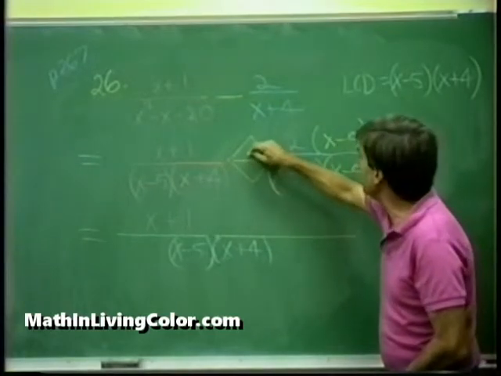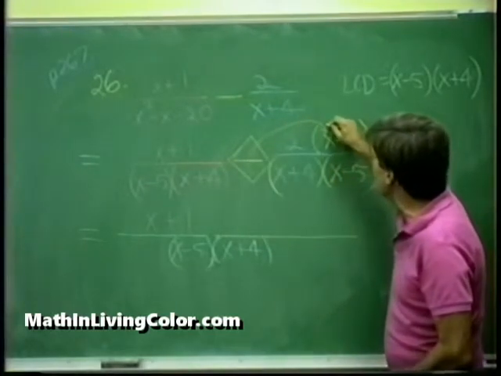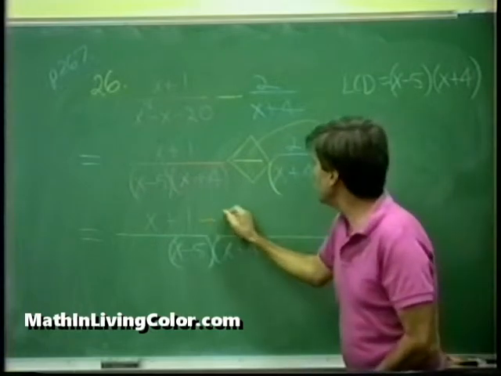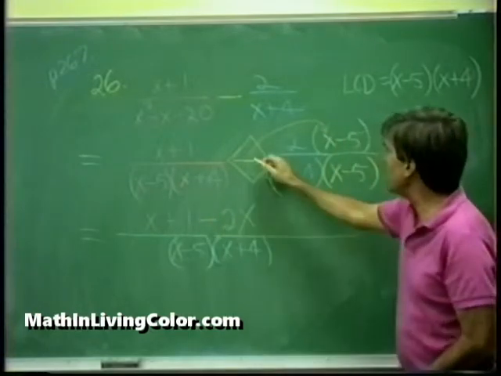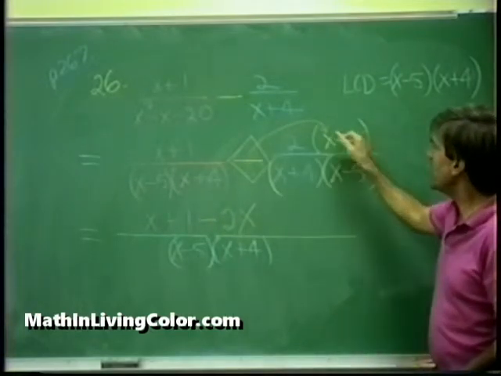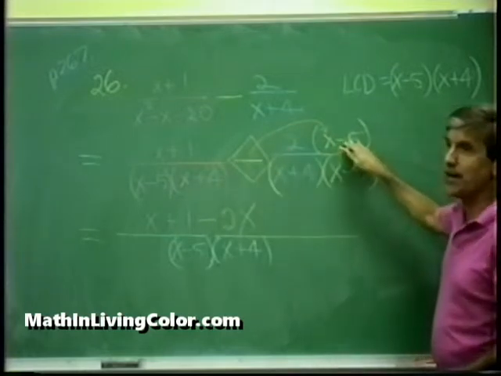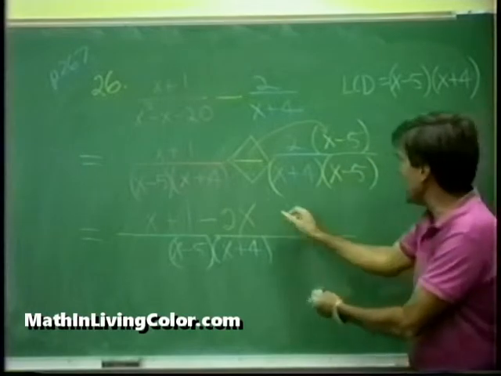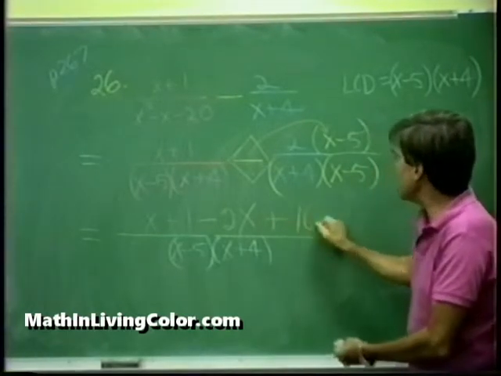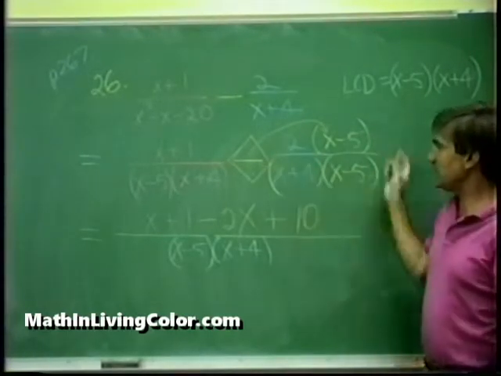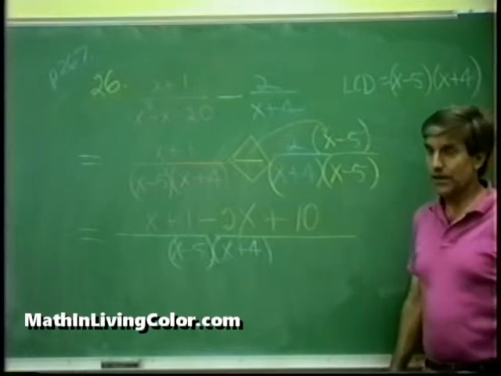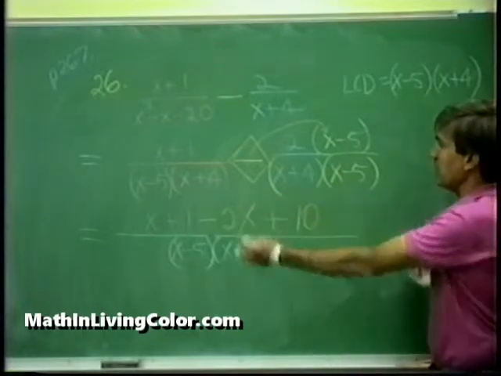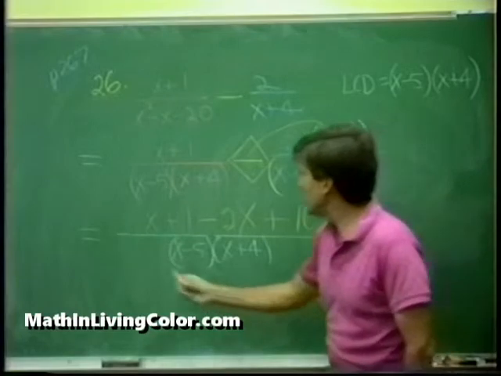Negative what? Negative 2x would be what? Negative 2x. And then what? Negative 2 times a negative 5. Negative 2 times a negative 5 would be a positive 10. Is that right? Positive 10. Okay? And now the next thing is, can you simplify that? Well, you can simplify it, can't you?